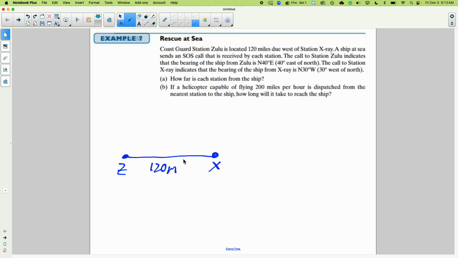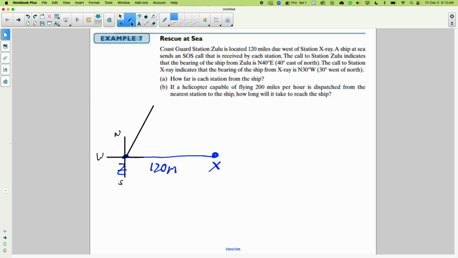Now it tells you that there's a ship out to sea, and the bearing or direction of the ship from Zulu is north 40 degrees east. So what that means is we're going to go to our Z location. We're going to create our north, south, east, west lines there, because that's the reference point that we're going to use to go north 40 degrees east. So from Zulu, if we go up north, we're going to turn 40 degrees towards the east. And so we have our line like that.